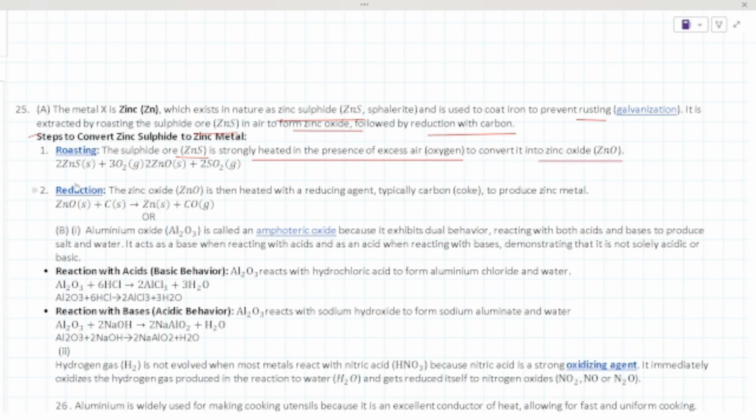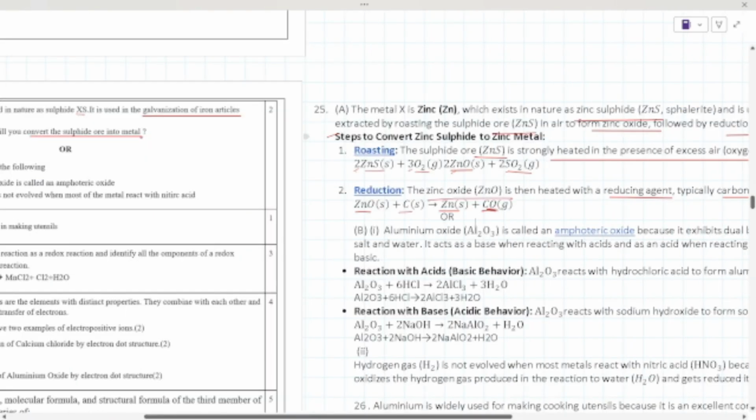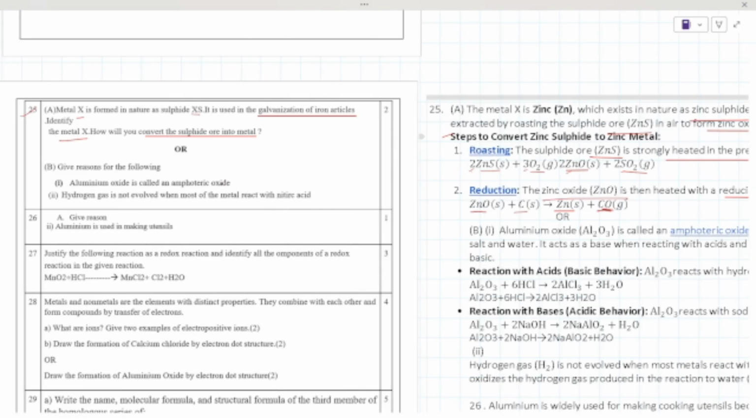So the formula will be 2ZnS plus 3O2 gives 2ZnO plus 2SO2. Zinc oxide ZnO is then heated with a reducing agent, typically carbon, the coke, to produce zinc metal. So the equation will be ZnO plus C gives Zn plus CO. Is it clear? Now let's see the OR.